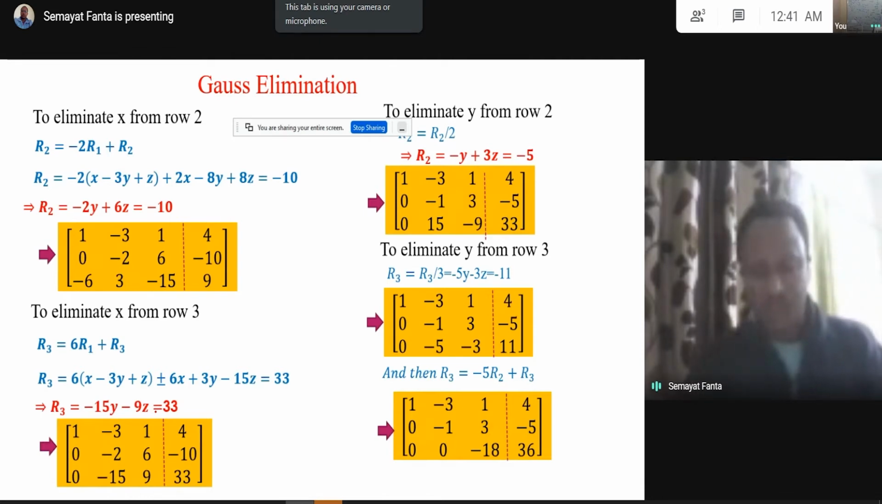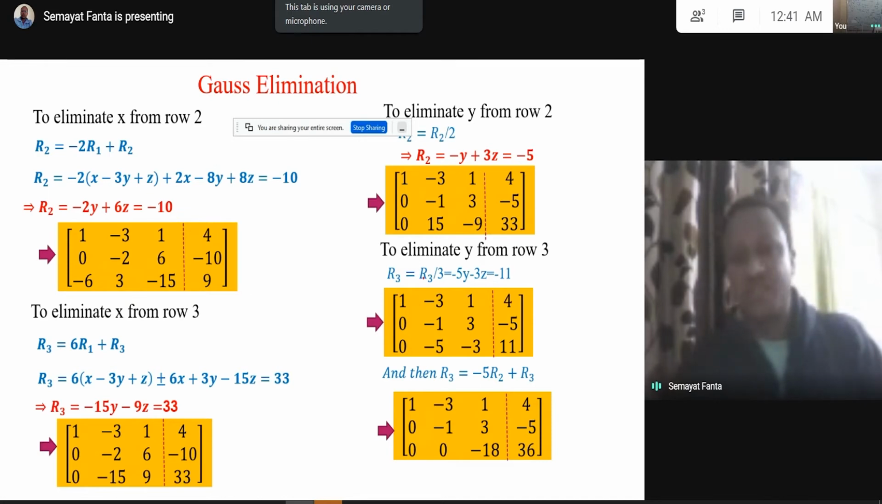is equal to 31. Then let's eliminate y from row 2. For that, row 2 is equal to row 2 over 2. By that, minus y plus 3z is equal to minus 5. So that is row 2: minus y plus 3z is equal to minus 5.